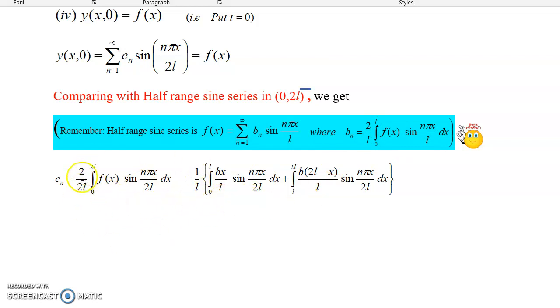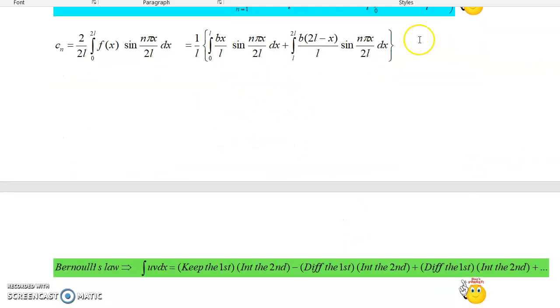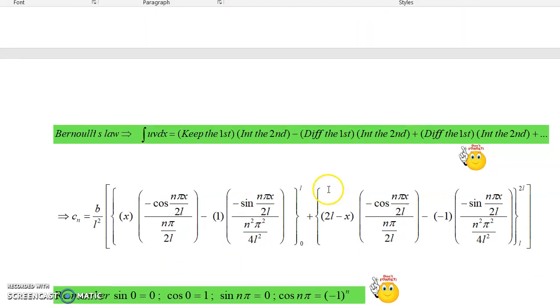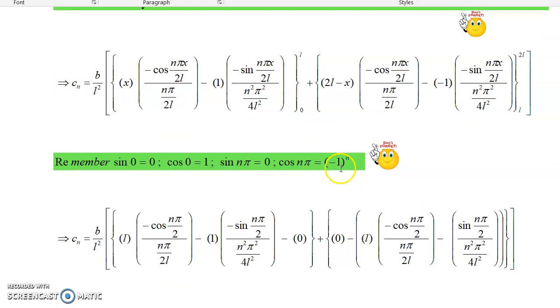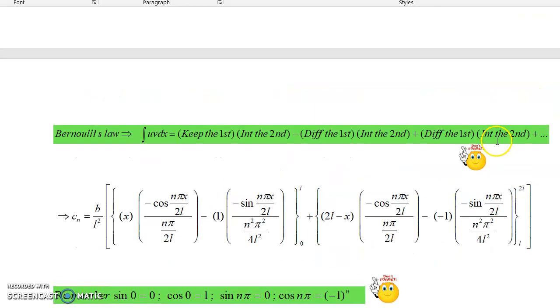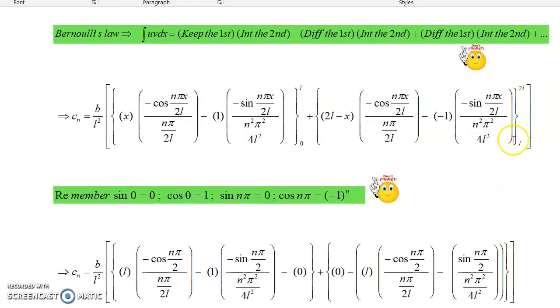And so this is the formula, and from 0 to 2l we have to substitute f of x. Since f of x is bx by l from 0 to l and b into 2l minus x by l from l to 2l, we split the integration like this. And how to integrate this? We are all familiar with integrating a product of two terms using Bernoulli's rule: keep the first, integrate the second, minus differentiate the first, integrate the second. Using that formula, we can integrate the two terms, and after integrating, apply the limits.